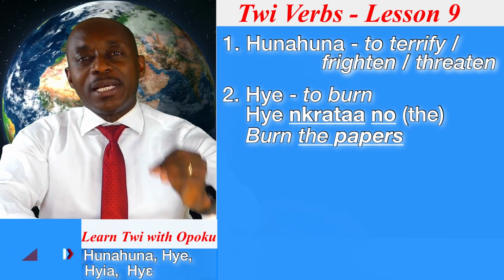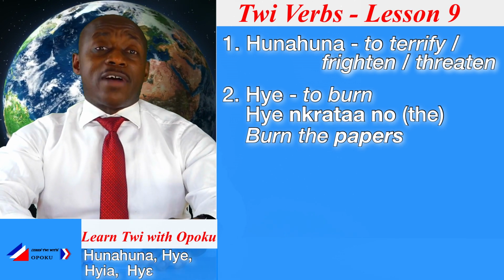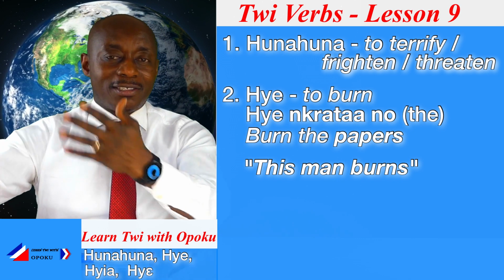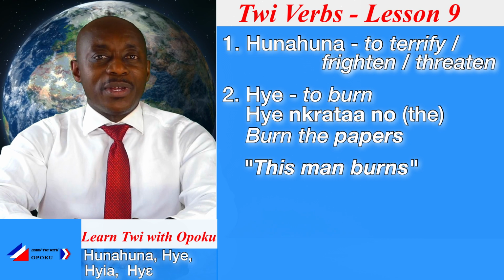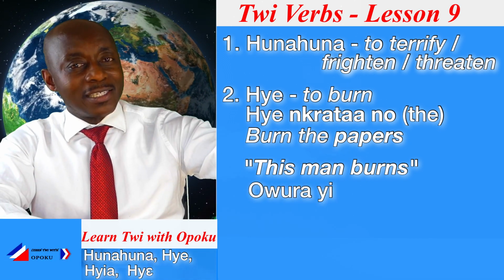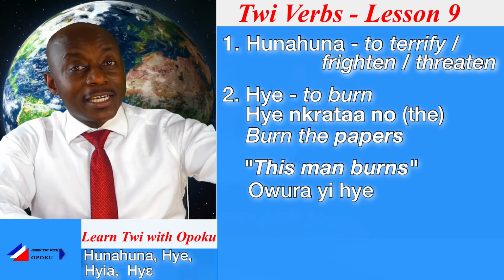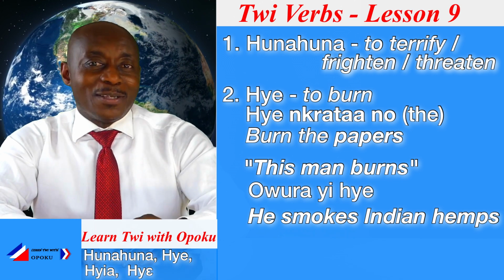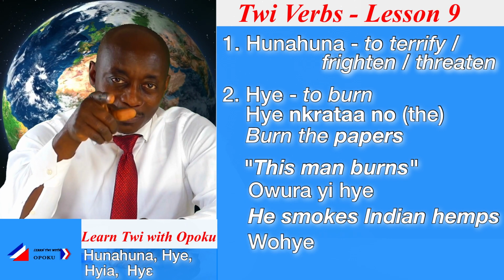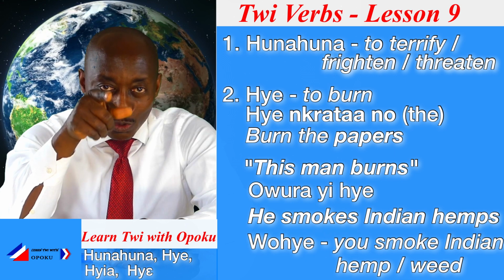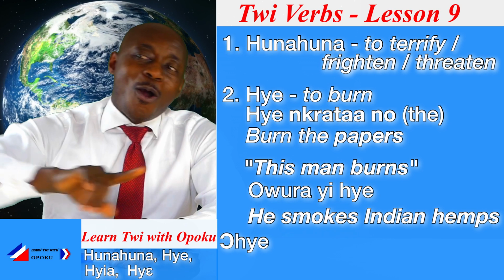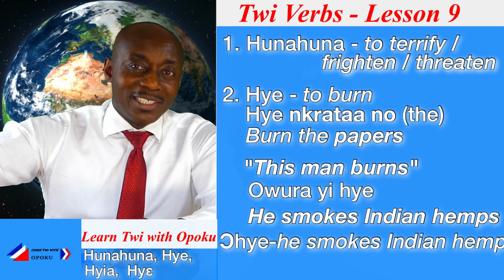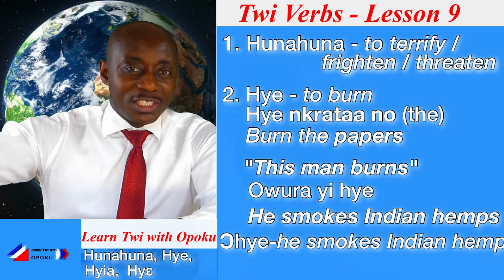So when we say she, it means to burn something. However, if someone says, this man burns, in Twi, this is just a literal meaning. But if he says, this man smokes, in Twi he will say, Owurei she. Owurei, that is this man. Owurei she means he smokes India hemp. And so, if you are in Ghana and someone tells you, oshe, it means he is saying that you smoke India hemp. Meaning, he smokes India hemp. Oshe.